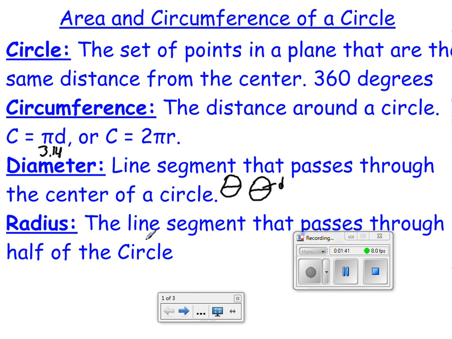And the radius is the line segment that goes halfway through the circle. You can find the radius from the diameter by dividing the diameter by 2, and r is radius. To find the diameter from the radius, you just say 2 times the radius, and notice that's what you have in this formula up here, 2 times the radius.